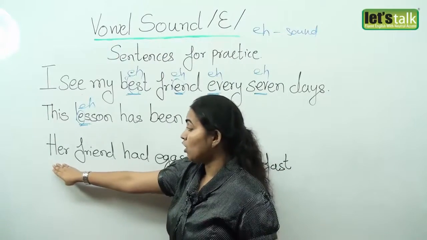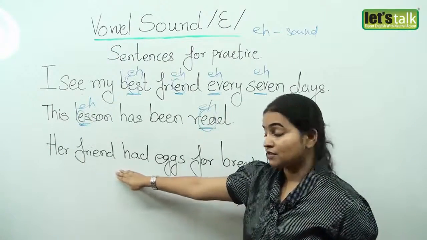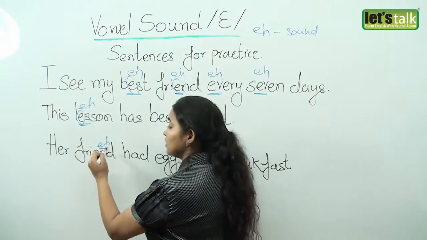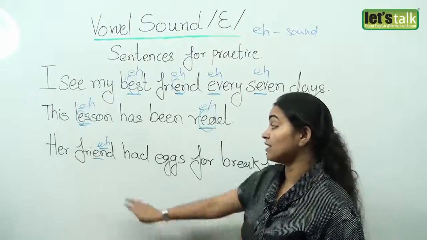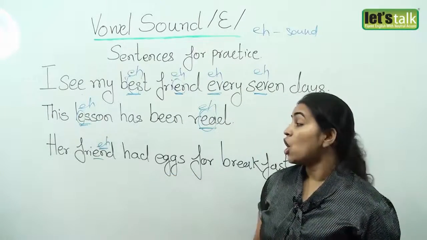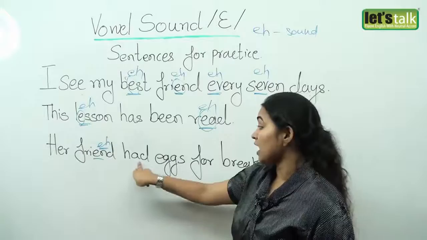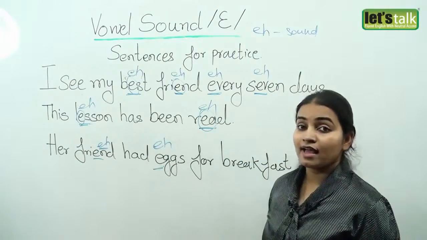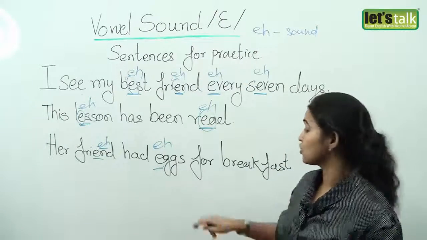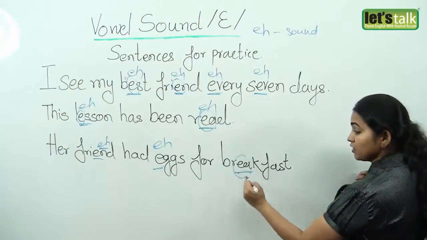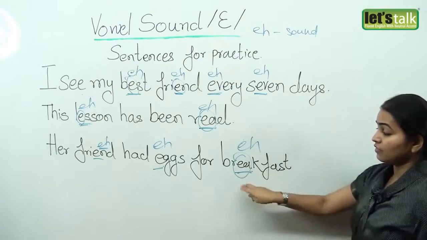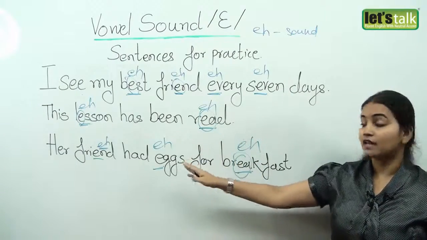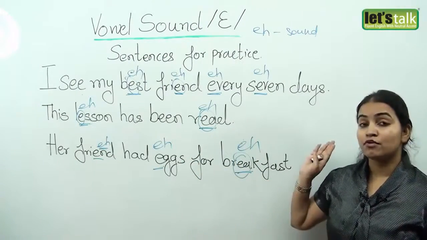Next sentence, her friend. Did I say friend? The sound in the friend is produced by the E in there. So that gives me her friend had eggs. I said eggs. Eggs for breakfast. Again, the E giving me the eh sound. So I say her friend had eggs for breakfast.